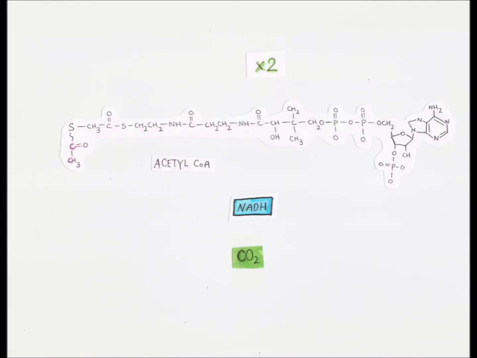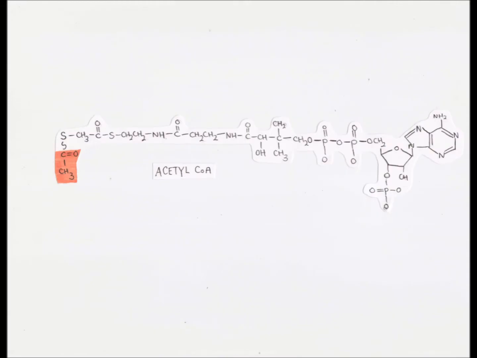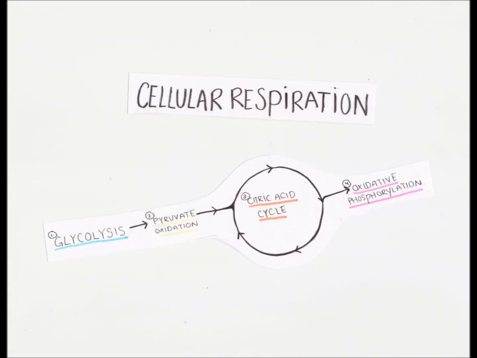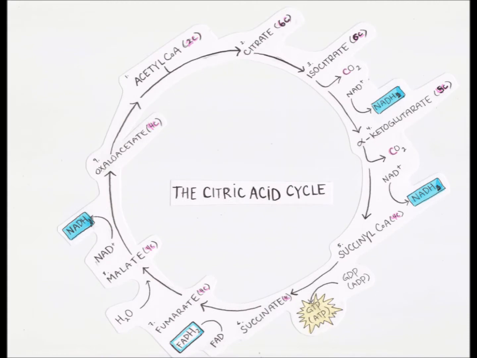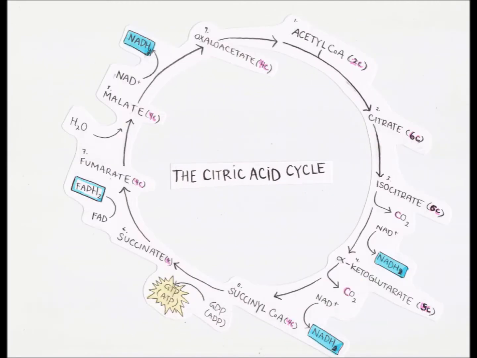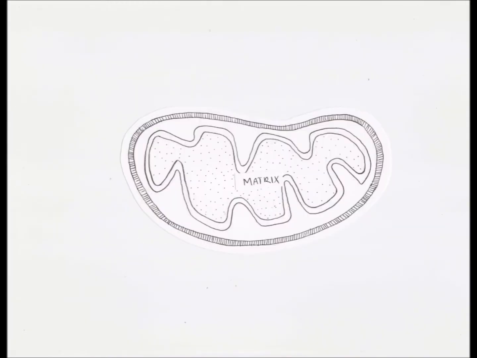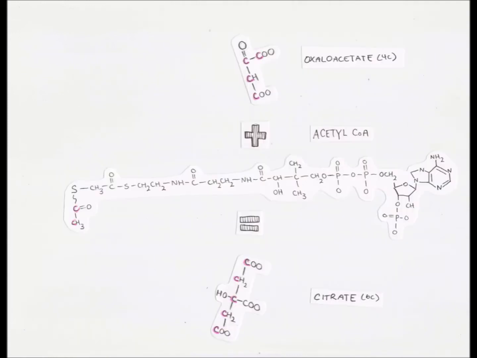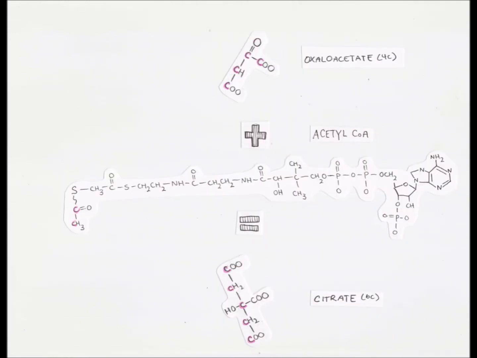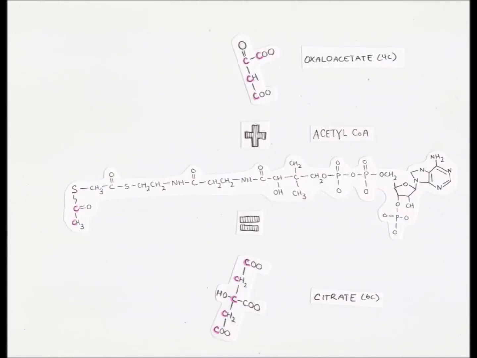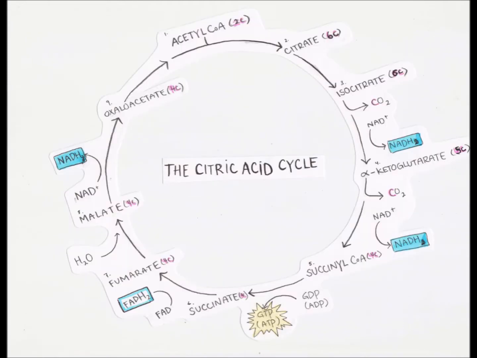As a whole, the products of this reaction from the 2 pyruvate are 2 acetyl-CoA, 2 NADH, and 2 released molecules of CO2. The 2 molecules of acetyl-CoA are then the starting point for the third stage of cellular respiration, the citric acid cycle. This 8-step cycle continues in the mitochondrial matrix and begins when 2-carbon acetyl-CoA joins with 4-carbon oxaloacetate to form 6-carbon citrate.